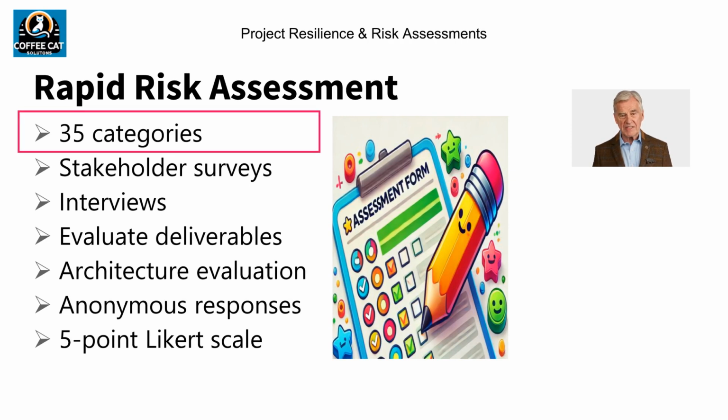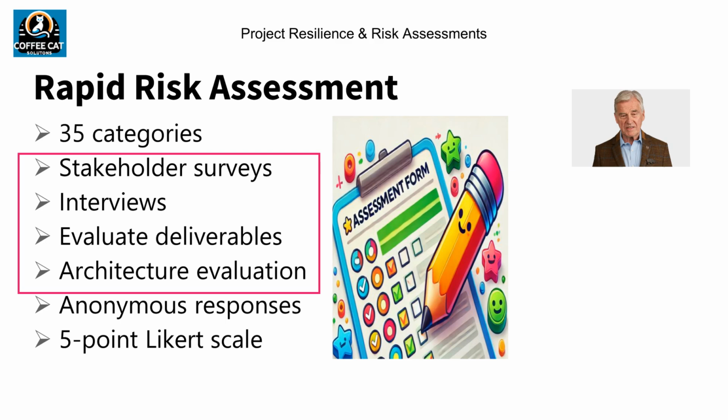I use a rapid risk assessment that covers 35 categories across technical, people, and process areas. It merges the important questions from all three assessment types previously discussed into one assessment. The rapid risk assessment consists of four parts. One, an electronic survey of the project team, stakeholders, and sponsors. Two, in-person interviews with select stakeholders to collect sensitive project viewpoints. Three, a deliverables evaluation that looks at such project products as work plans, requirements documents, and test cases. And four, an optional technical evaluation if other findings point to architecture, infrastructure, or security issues.